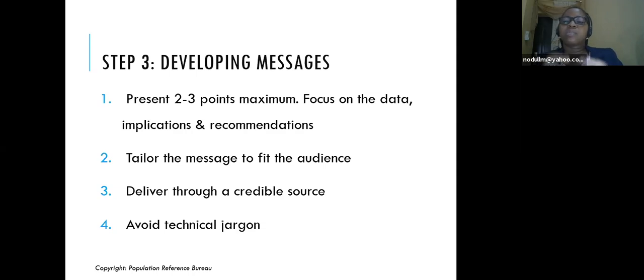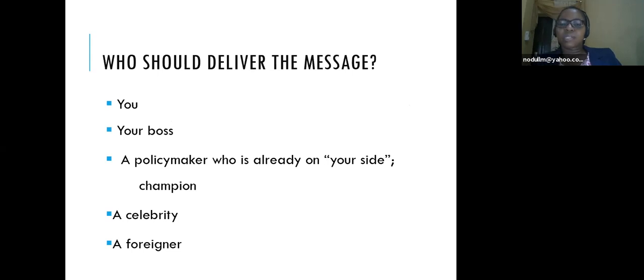So are we going to copy and paste the message from one audience to the other? No, we have to tailor them to the specific audience that received the message and deliver through a credible source. Because there's a maxim that says that the message is as good as the messenger. So who is the messenger? We will see. Avoid technical jargon. It's not good to have technical jargon in any of our presentations when we're dealing with policy.